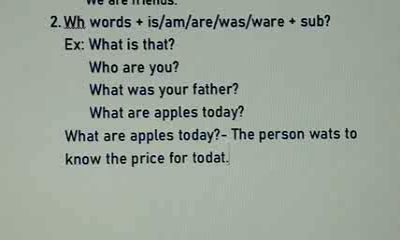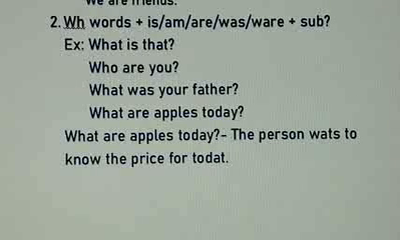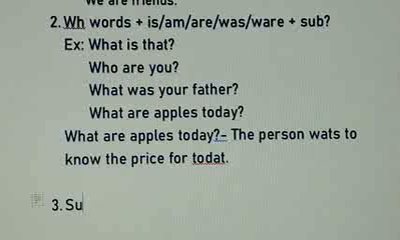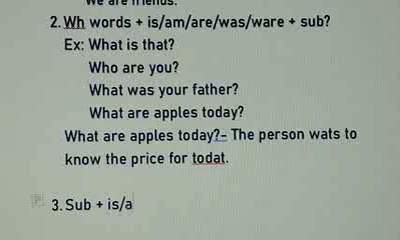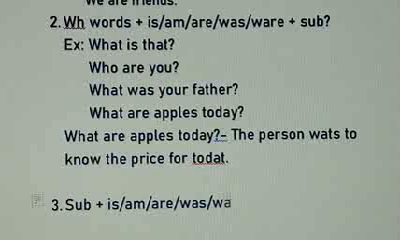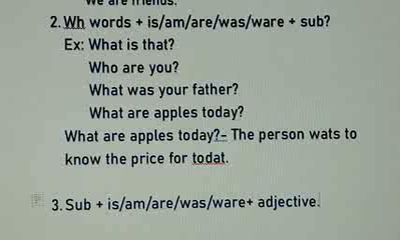Okay, now my dear children, let me give you another structure. And the third structure, you can say: subject, then after that the same auxiliary verb like is, am, are, was, and where. Then after that you need to add an adjective. Okay, now let's see.